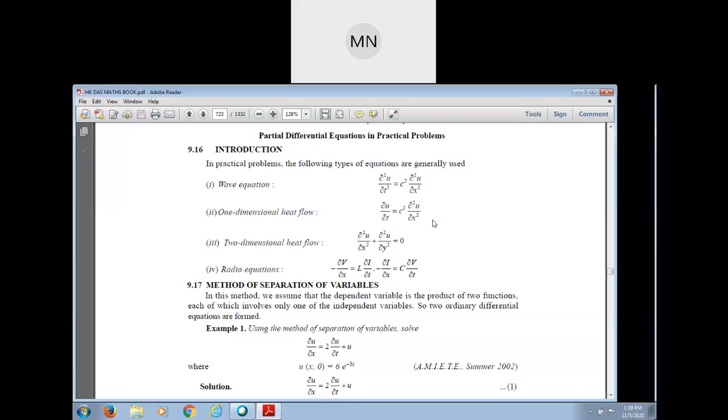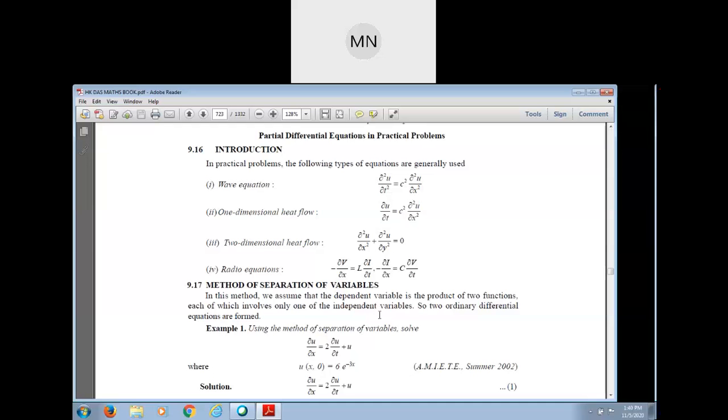So let me tell you about the method of separation of variables. In this method, we assume that the dependent variable is the product of two functions, each involving only one of the independent variables. Here, u is the dependent variable, and t and x are the independent variables.